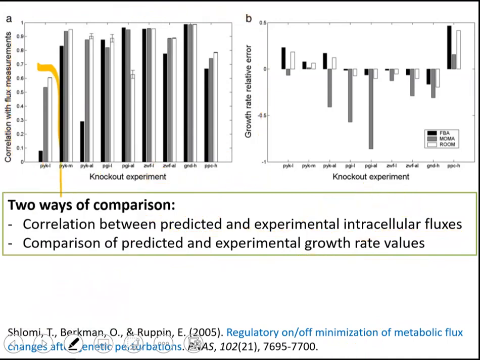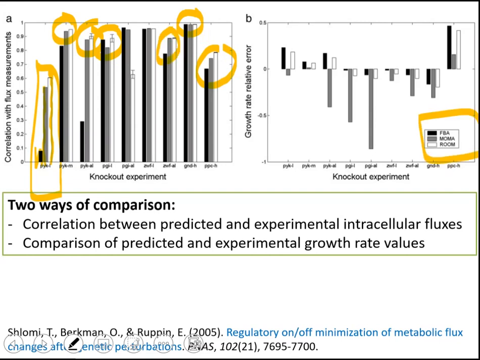And in this case, for example, if you use FBA, correlation is very, very low. And gray shows MoMA correlation. And as you see, ROOM gives a higher correlation to the experimental flux. And in most of the cases, ROOM prediction is the best. Here again, although slightly, ROOM is the best, here too, here too, here too. Here there is no difference between the three approaches. Here again, maybe slightly ROOM is the best or the same as MoMA. Here there is no difference.